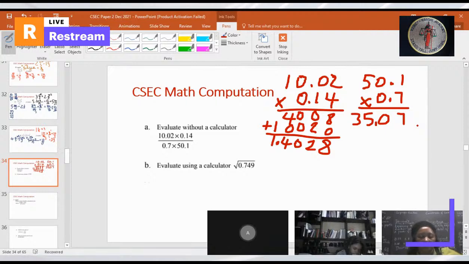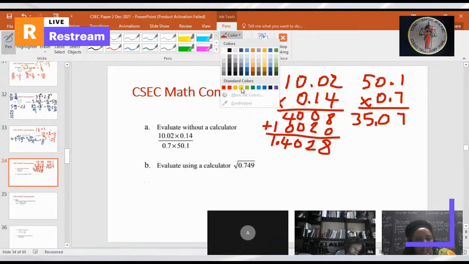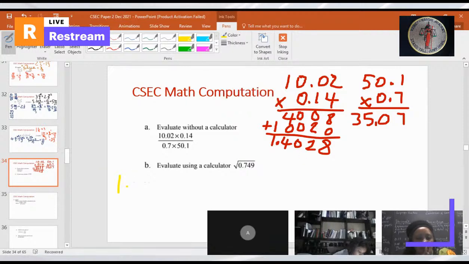All right. And then you divide the 1.4028 by 35.07. All right. So 1.4028 divided by 35.07, and then we divide both of them by 10. Why by 10? So we can get rid of the decimal places. No.